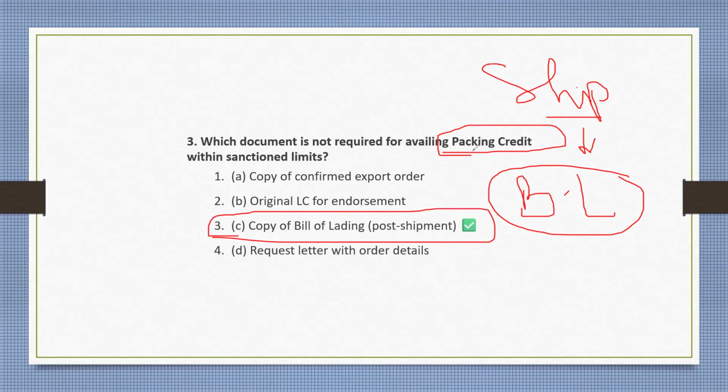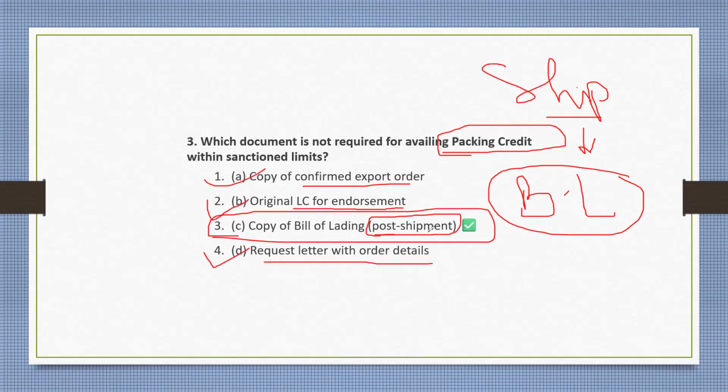So for that, the bank will be asking for the copy of confirmed export order, original LC if LC is there, and request letter with order details. So these three things will be required for giving the packing credit loan. That is pre-shipment credit, you can also say, but bill of lading is not required. So when will bill of lading be required? When you're giving the post-shipment credit.